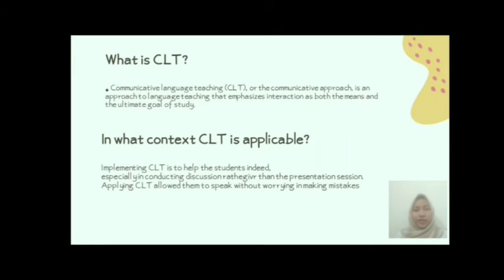CLT, or Communicative Language Teaching, or the communicative approach, is an approach to language teaching that emphasizes interaction as both the means and the ultimate goal of study. And in what context is CLT applicable? Implementing CLT helps the students, especially in conducting discussions rather than presentation sessions. Applying CLT allows them to speak without worrying about making mistakes.